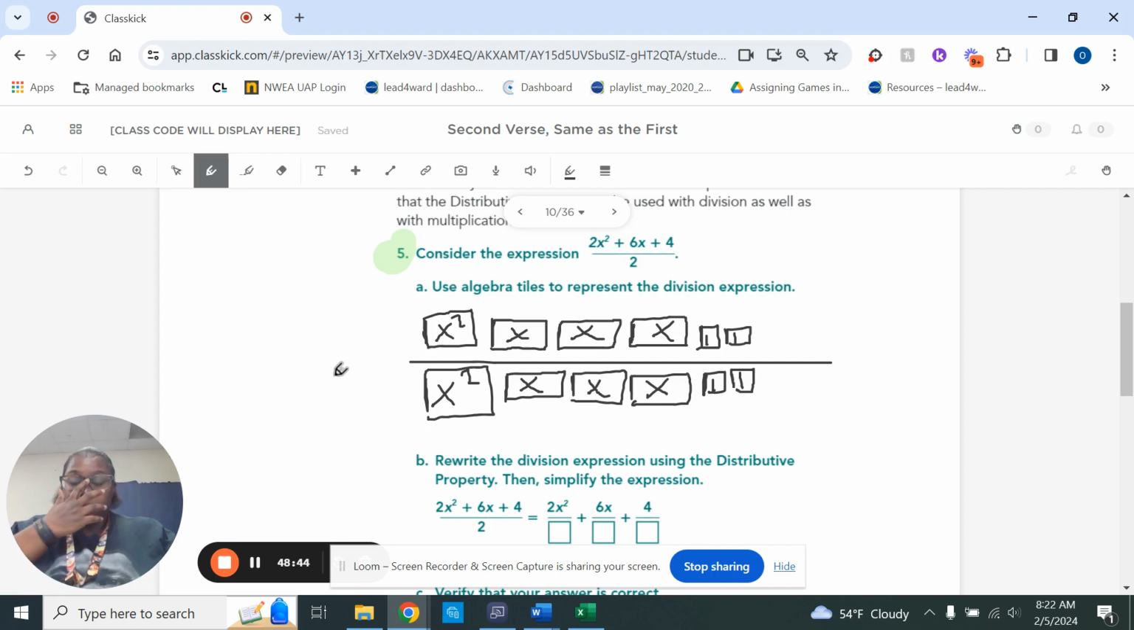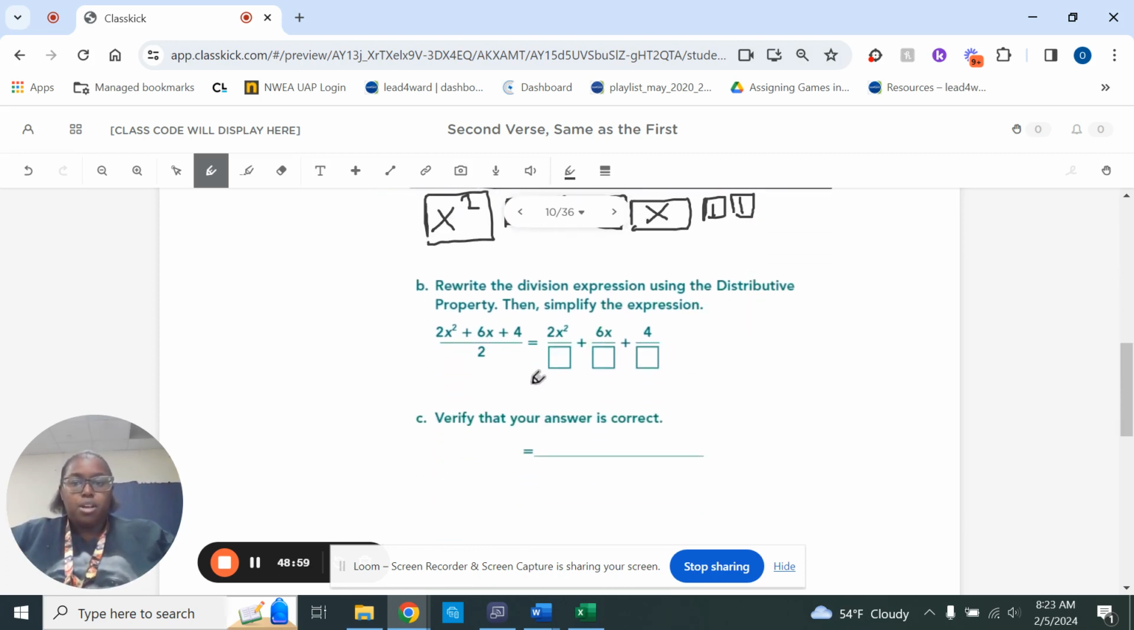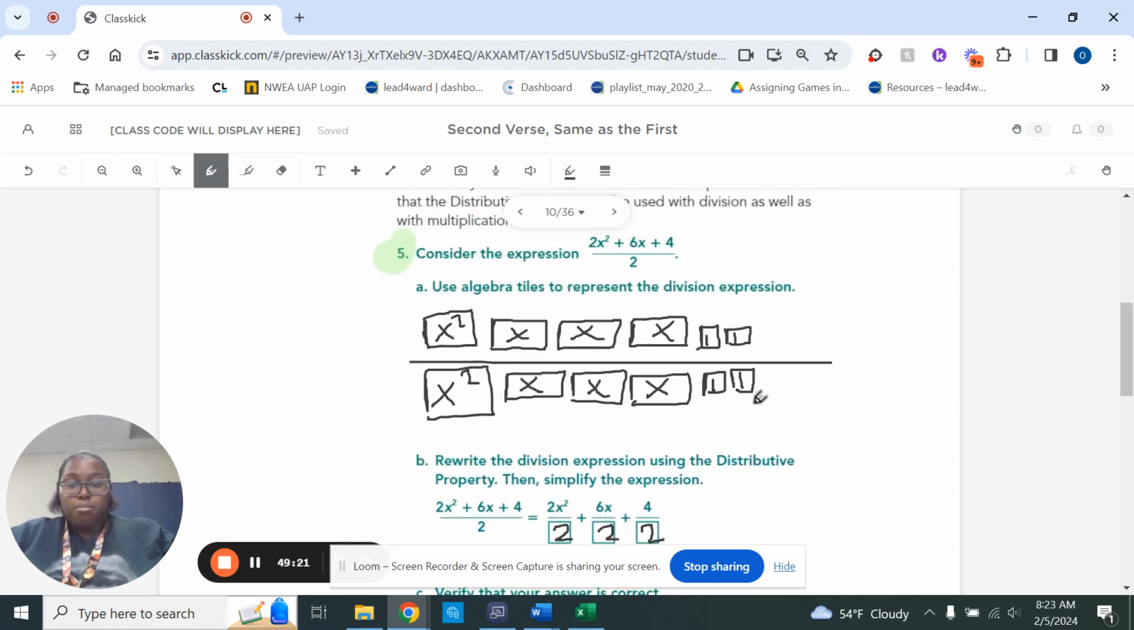Okay, they lied when they said this lesson was 45 minutes. All right, so everything has been split and divided by the 2. Because remember, we have to divide everything by the 2 since we are dividing, we're giving the 2 to everything through distributive property. So it wants us to rewrite this. So, of course, all these boxes have 2 in them because we have to divide everything by 2. So that gives us x to the power of 2, or x squared, plus 3x plus 2.